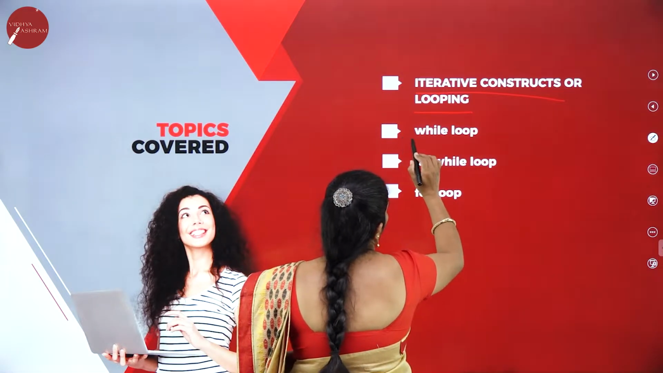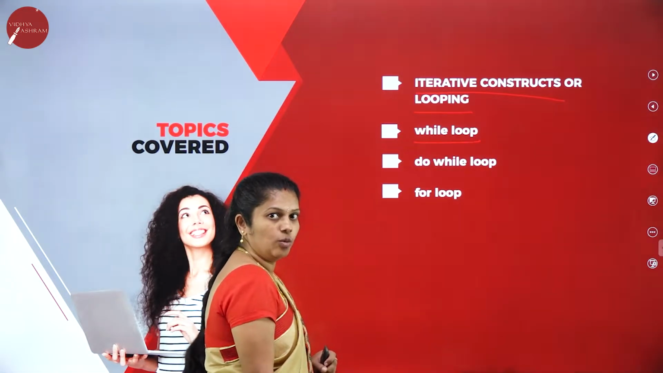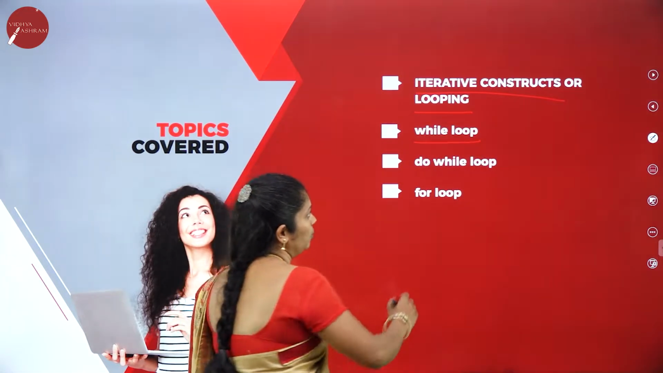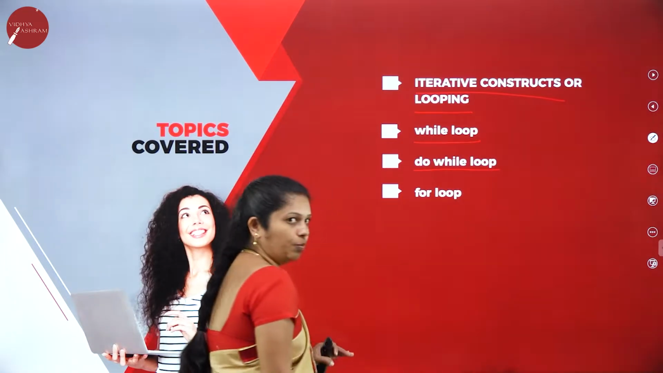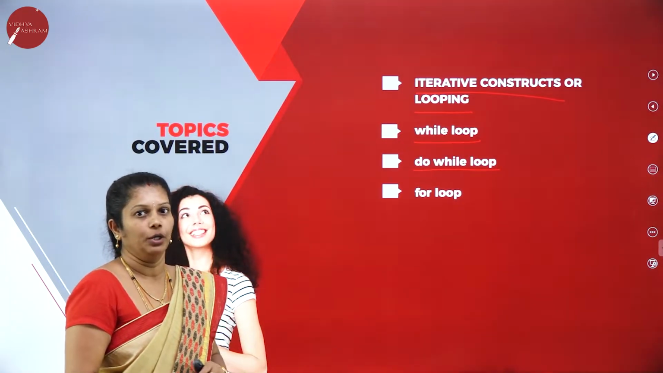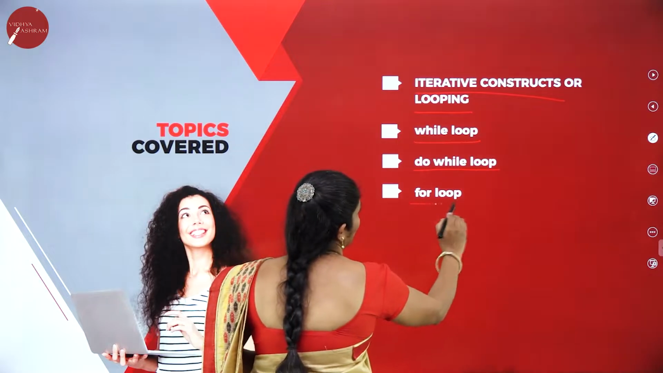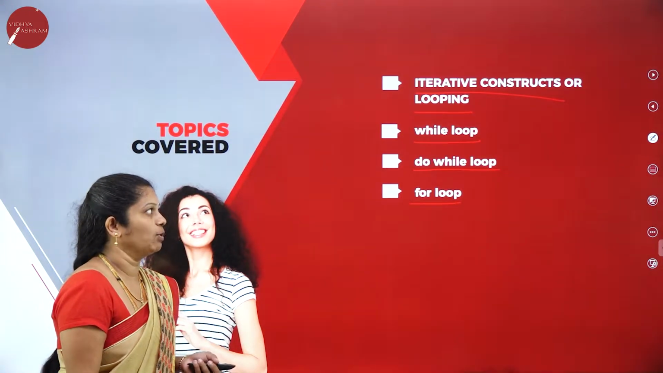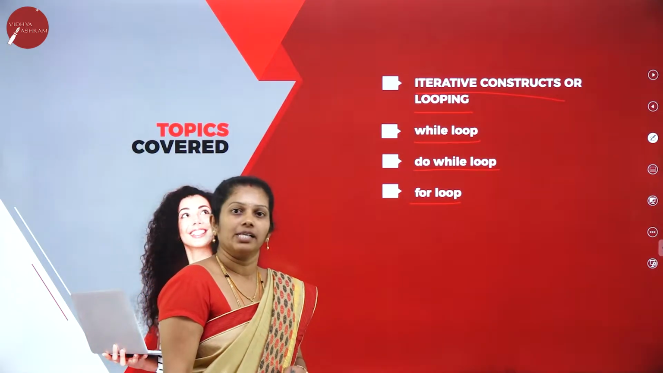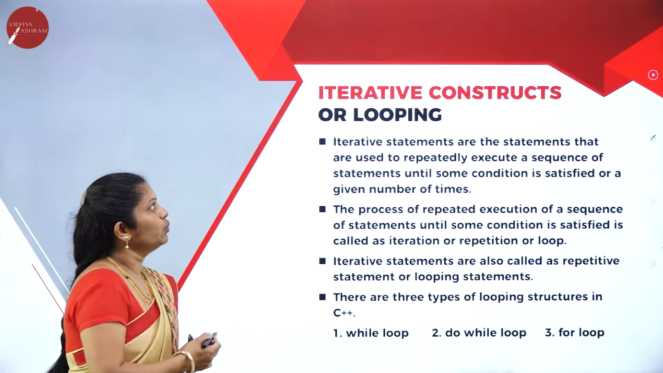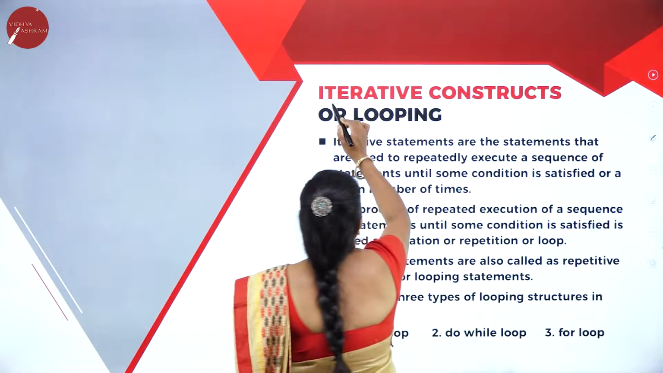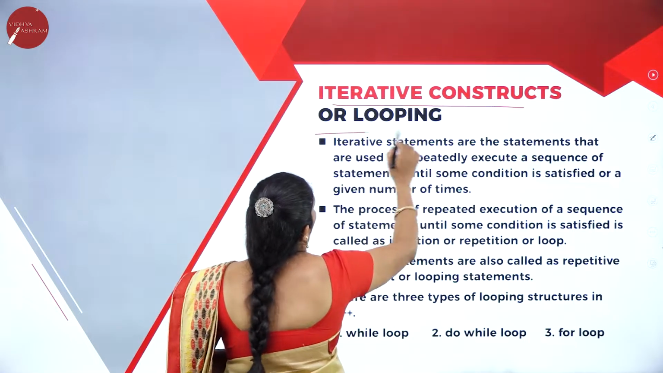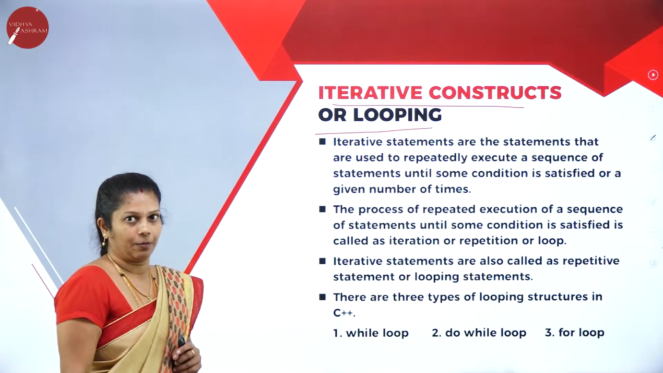Under that, you will come to know regarding what do you mean by while loop, how to represent the while loop, then do while loop, the difference between while loop and do while loop. With that, you will study regarding for loop, how to write the for loop, what is the difference between while loop, do while loop, as well as for loop. First, we will discuss about what do you mean by iterative construct or looping concept.